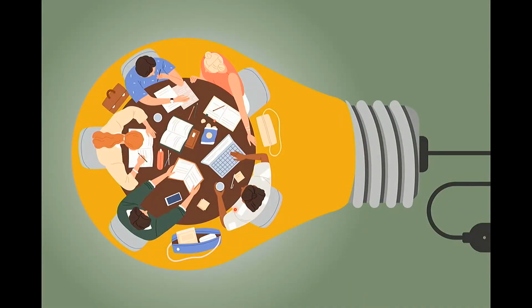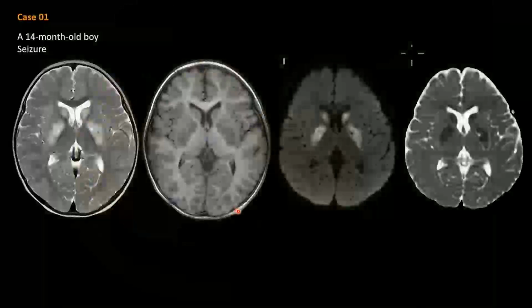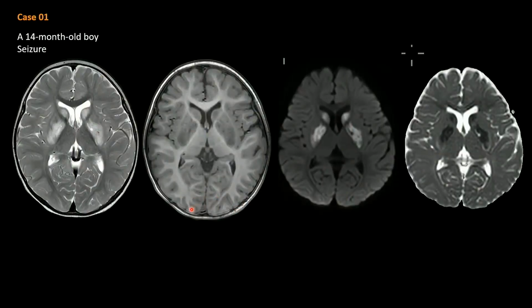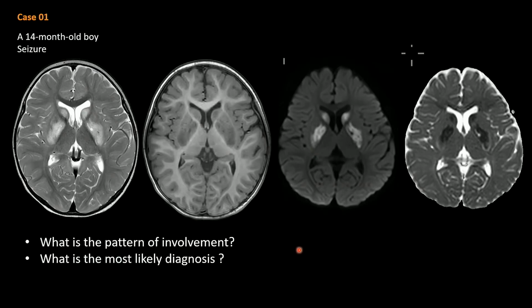Let's apply these findings to several clinical cases. So number one is a 14-month-old boy with seizure, which we saw before. So what is the pattern of involvement? The main lesion involved the deep gray matter. So you can see high signal intensity in the basal ganglia and head of the caudate with diffusion restriction. So what is the most likely diagnosis?